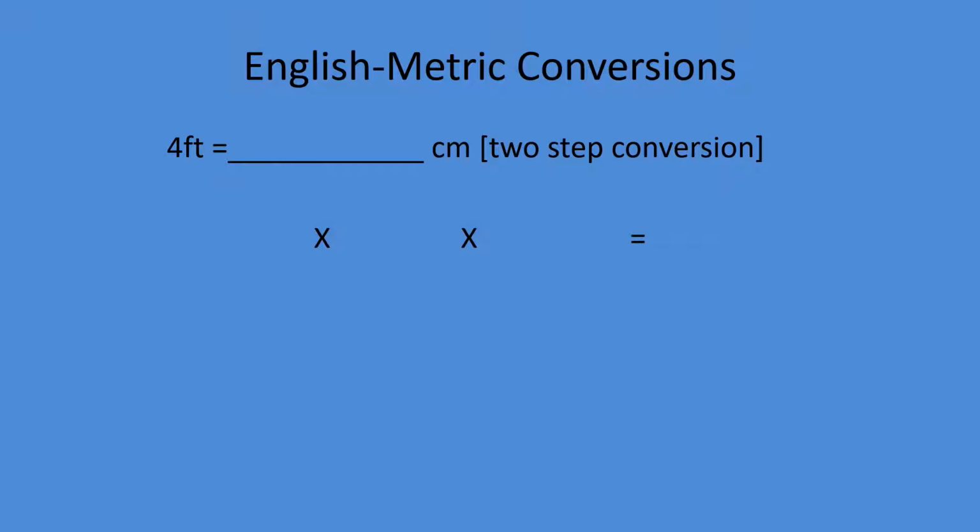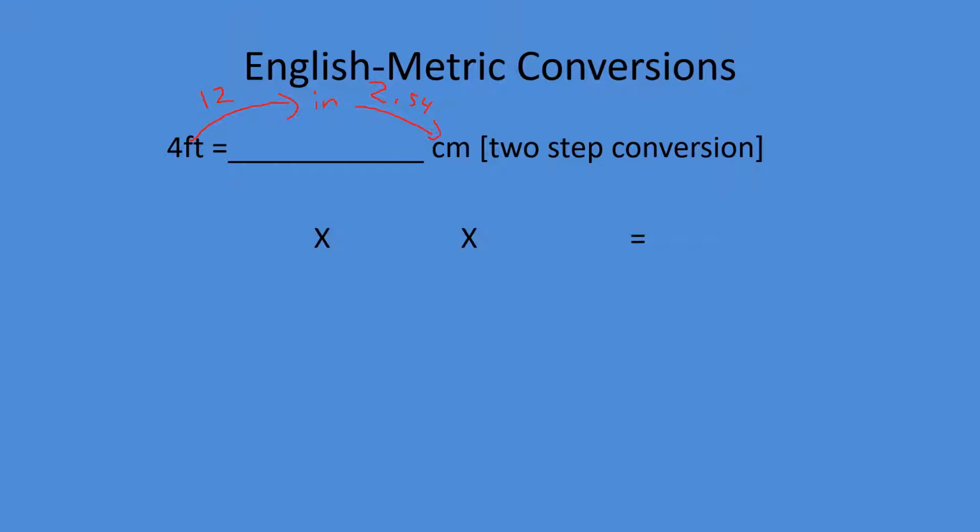Let's do a two-stepper. Feet to centimeters. So we can convert feet to inches and then inches to centimeters. How many inches in a foot? 12 inches, right? An inch is 2.54 centimeters. So we're going to take 4, multiply or divide by 12. We don't know yet. And then we're going to multiply or divide by 2.54, right? So it's just two conversions together. Multiply or divide by the conversion factor, multiply or divide by the conversion factor.